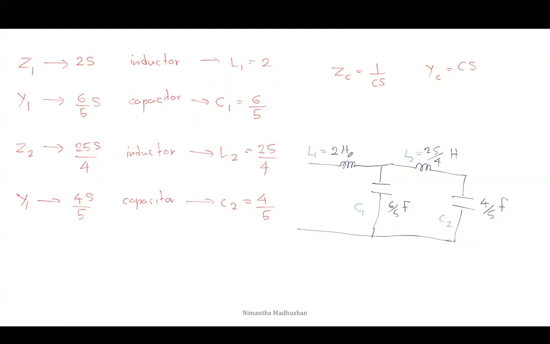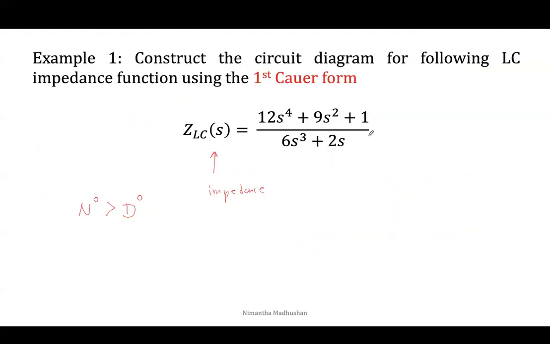It has 2 inductors and 2 capacitors. In the first Cauer form, in the general explanation, capacitors are connected in parallel to the circuit and inductors are connected in series to the circuit. You can see inductors are connected in series connection and capacitors are connected in parallel connection. That is the way we can obtain the final circuit diagram using the first Cauer form.